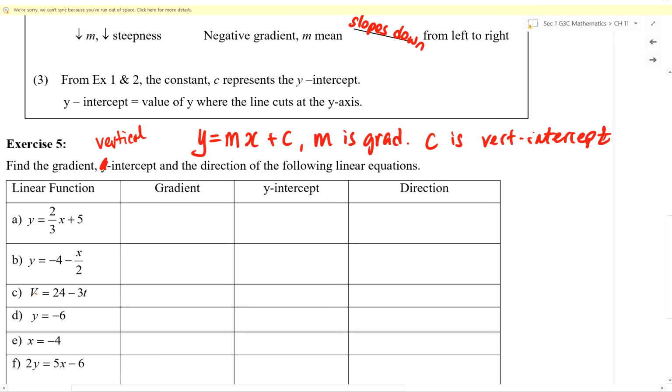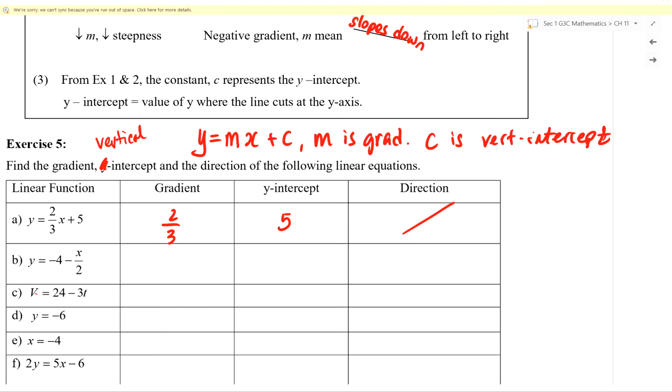Now, first question. y equals 2 over 3 x plus 5. What is the gradient? What is the coefficient of x? 2 over 3. And now I want to skip to direction. Sloping up or down? Up. Slopes up this way. The y-intercept? What's the y-intercept? 5. The y-intercept happens when x equals 0, so you can just put in x equals 0 and you are left with 5.